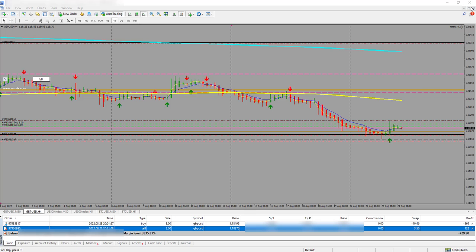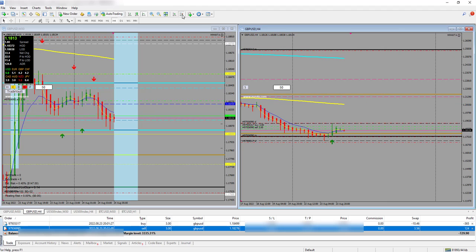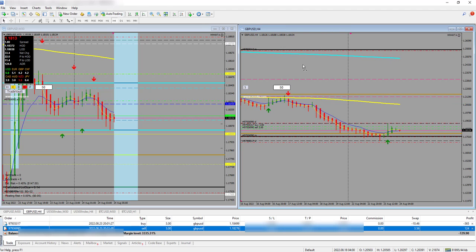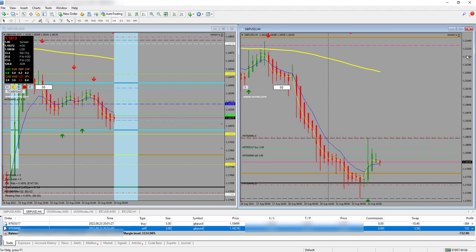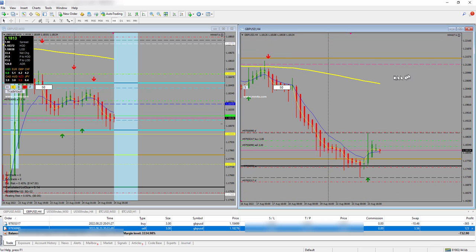Let me go back and minimize this chart. So we understand that overall this month, the price trend for this pair has majorly been bearish. As far as this week, it has been bearish for this pair as well. So you want to look for bearish moves.